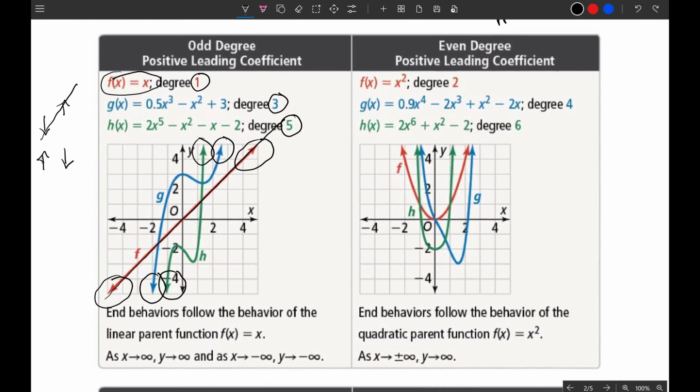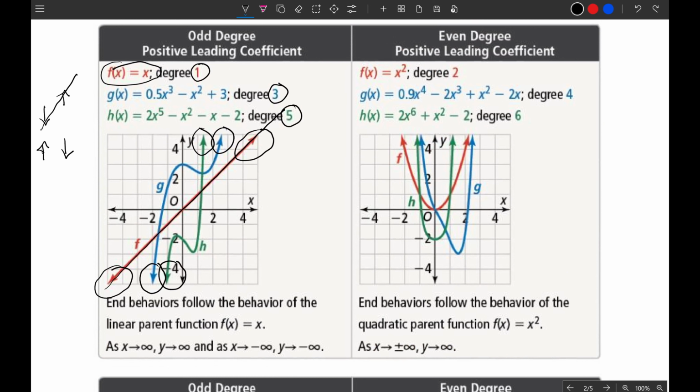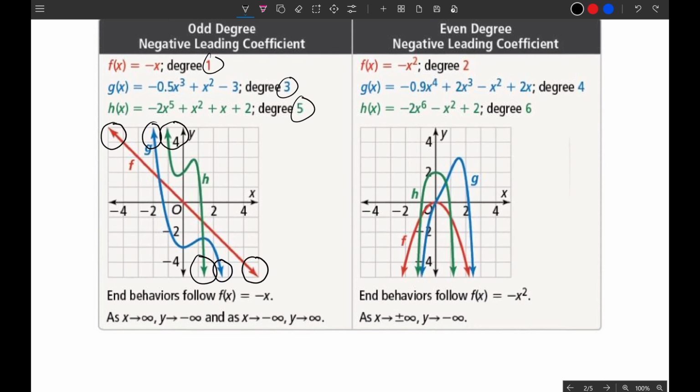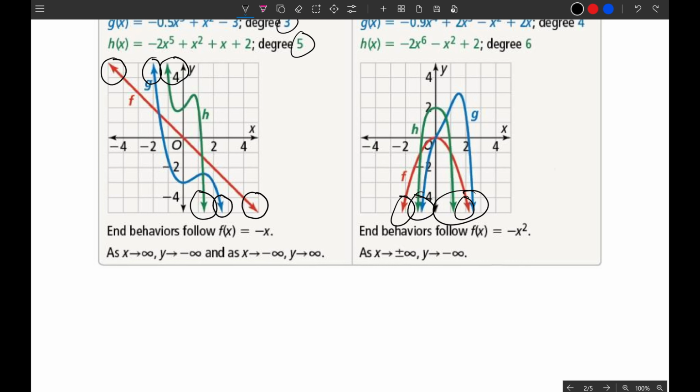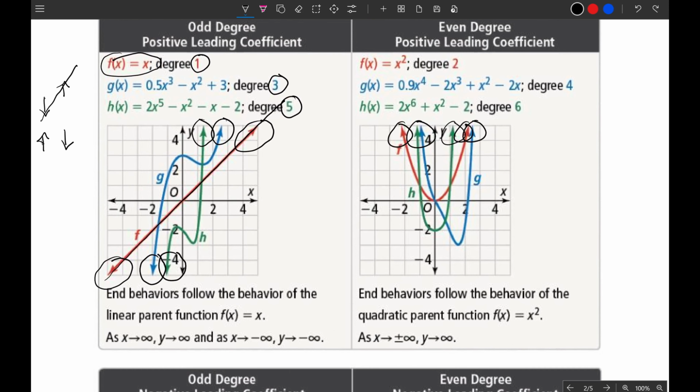When the degree is even, 2, 4, 6, 8, 10, that means we start and end in the same location. So we either start going up and end going up, or we start going down and end going down. If you look at all these, we're up on the left, up on the right, and here, down, down, down, down. So if your degree is even, you look at your leading coefficient. If it's positive, they will both be up, and if it's negative, they will both be down.